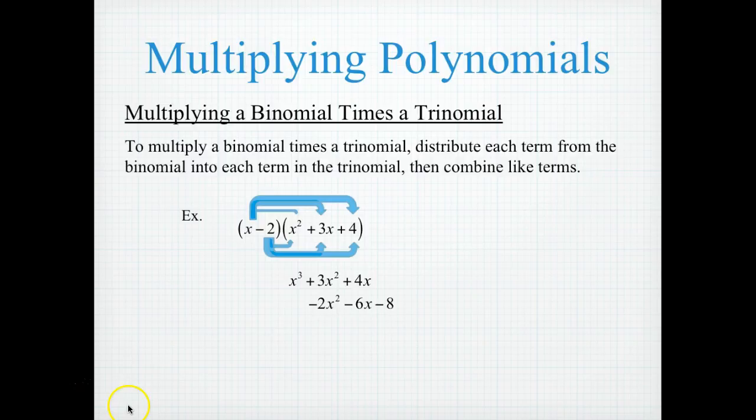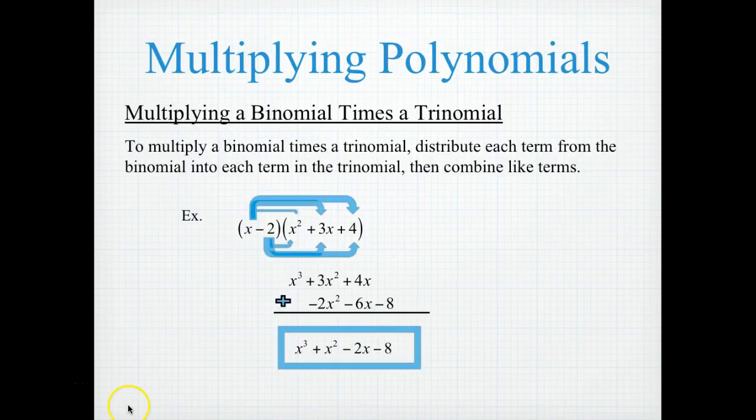So you can see x to the third doesn't have anything to combine with. 3x to the second minus 2x to the second gives us 1x to the second. 4x minus 6x gives us negative 2x, and the negative 8 doesn't have anything to combine with. So we accept x to the third plus x to the second minus 2x minus 8 as our answer.